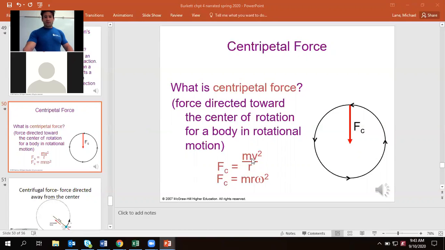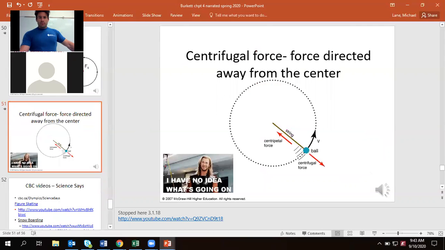So from there, now notice, guys, the mass of the object multiplied by the velocity squared divided by its radius. So the further out you are, the less you're going to feel. The faster you're spinning, the more you're going to feel. Now, centrifugal force is what you're putting on the wall, the force directed away from the center. You pulling yourself backwards.